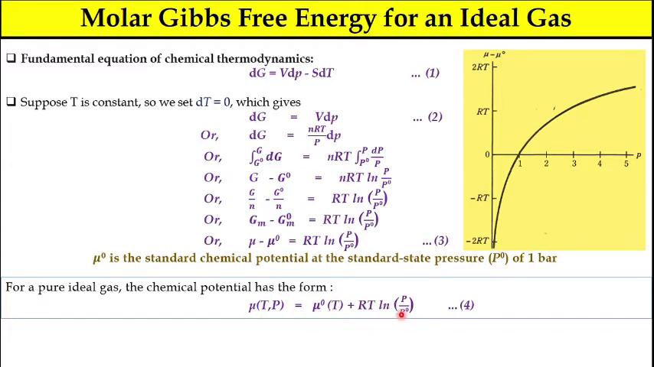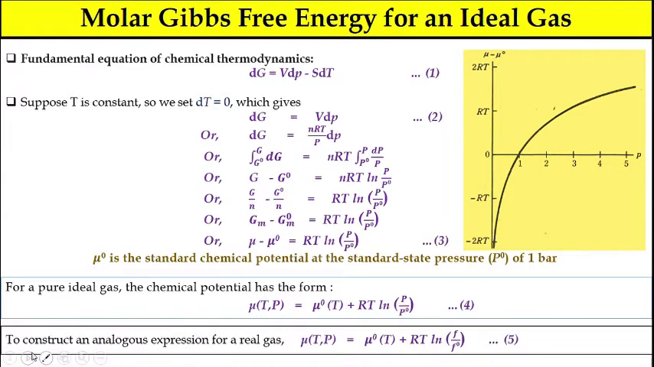Okay, so this is the curve for an ideal gas where the chemical potential of the ideal gas depends on the pressure. Now remember, to construct an analogous expression for a real gas, you have to write mu(T, P) = mu0(T) + RT ln f by f0. So now you can see f is written instead of P. So this is the new term here. f is called fugacity, and this is the equation for a real gas. So a real gas obeys this equation and an ideal gas obeys the previous equation. This equation is given as equation number 5.